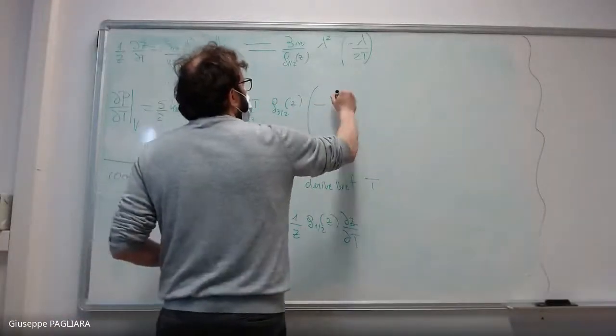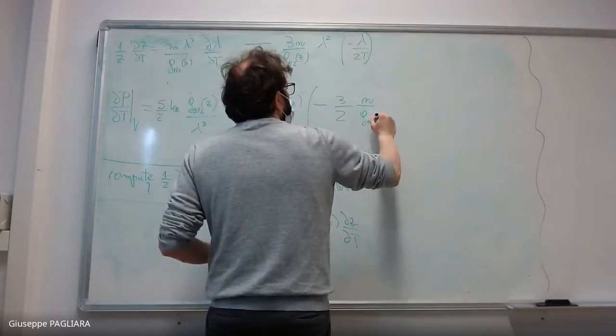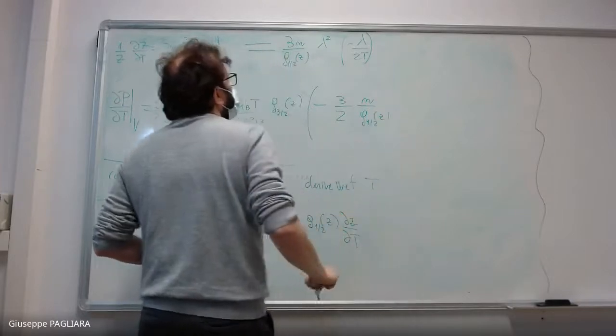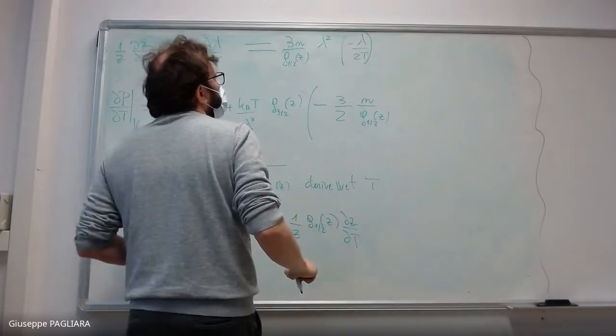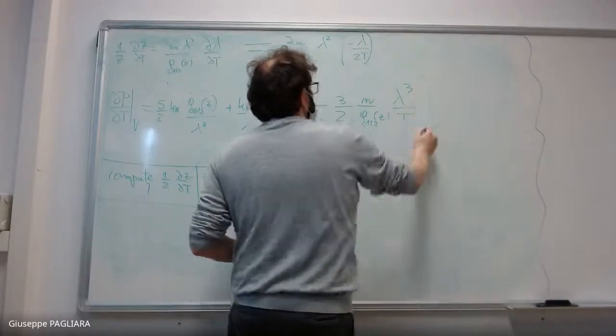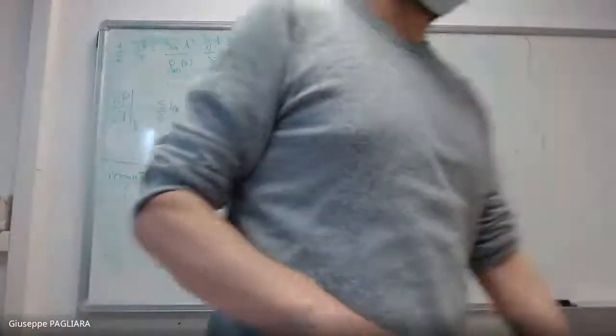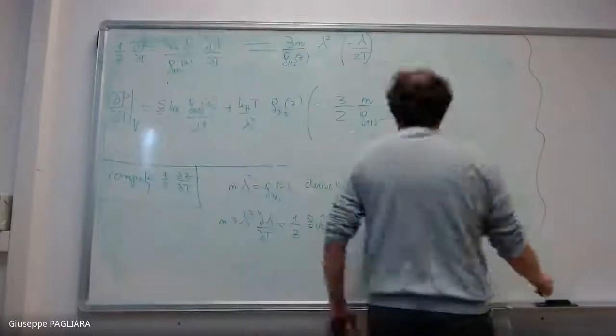So it is minus 3/2 and g_{1/2} of z, then I have a lambda cubed, and then I have 1 over the temperature here. Let me check. 5/2 k_B, that one is fine, k_B T over lambda cubed, g_{3/2} of z minus 3/2 and lambda cubed, g_{1/2} of z and temperature. And let's stop here. It's a little bit heavy. But okay, the work is finished now.